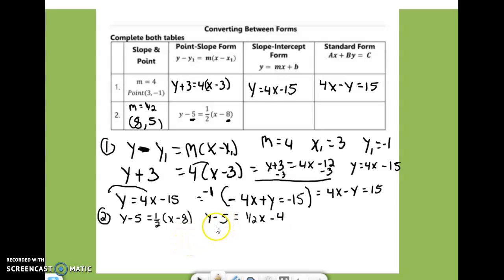Almost done. I have to add 5 to both sides to get y by itself, right? Okay, so y equals 1/2 x. Negative 4 plus 5 is a positive 1. Okay, so now there is my slope-intercept form.